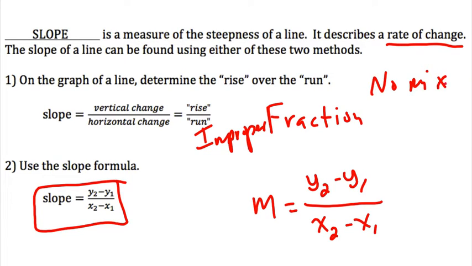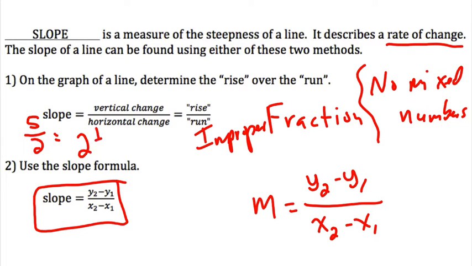I'm just writing down some added information here. No mixed numbers. So if you get a slope of like 5 over 2, we want to leave it as 5 over 2. We do not want to write this as 2 1/2, because we want this to be in the form of rise over run. So it is very, very important that we leave things as improper fractions, no mixed numbers.